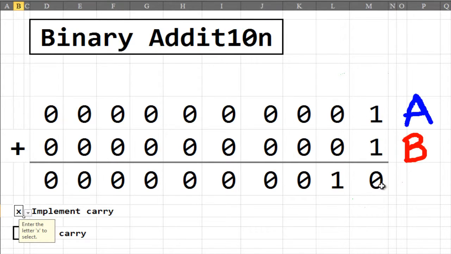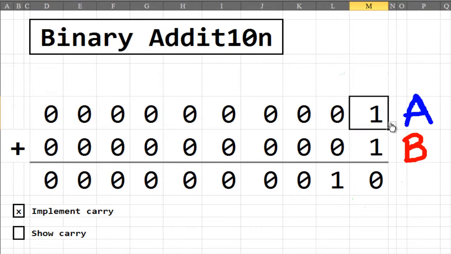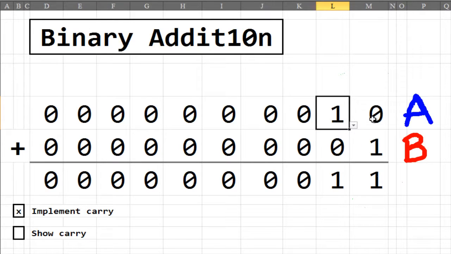1 plus 0 equals 1. 2. 1 and 1 is 2. What if we were to add 2 plus 1 or 1 plus 2? It doesn't matter what order. So let's give A the number 2, which is 1, 0 in binary, plus 1 equals 3. And we're going to check our answer. 0 plus 1 is 1. 1 plus 0 is 1.